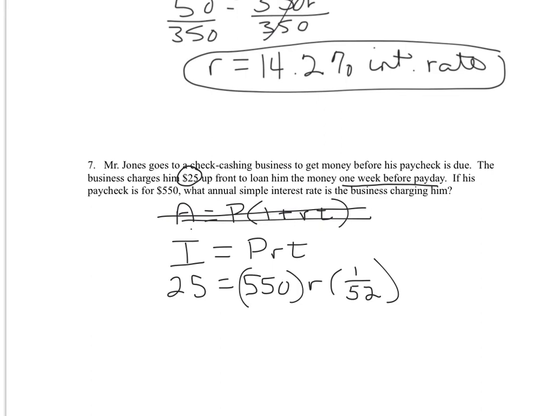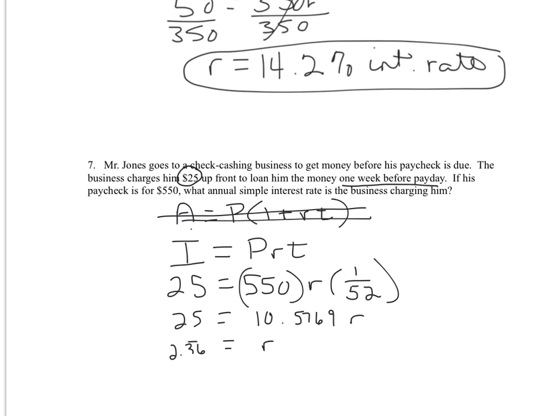Okay? So here's what you would have if I take the 550 and I divide that by 52, because that's what happens if I multiply 550 times 1 over 52. I'm going to have 10.5769 R equal to 25. Now if I solve for R, if I take 25 and I divide it by that 10.5769, I'm getting 2.3636. That just keeps on repeating.